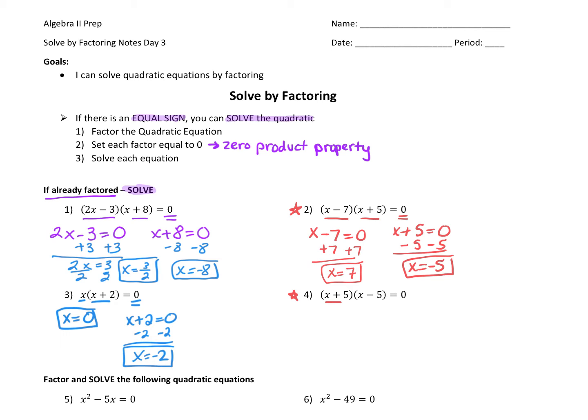Similarly, in number 4, I have x plus 5 and x minus 5. I'm going to set each of those equal to 0. Then I would minus 5. One of my solutions would be negative 5. And then I would add 5. And my other solution would be 5. So this is what we do when we have our quadratic equations already factored.